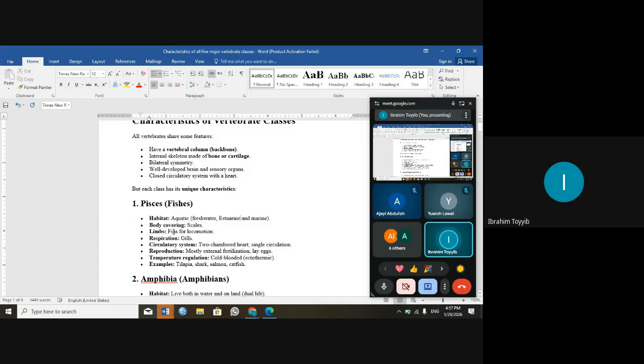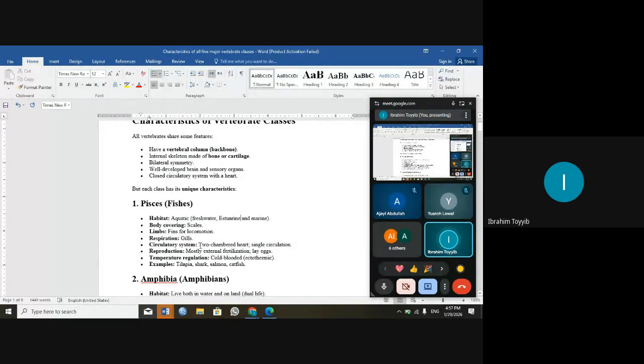They have limbs. In animals, you say animals have 4 limbs. In humans also, the hand serves as the forelimb, F-O-R-E, and the leg serves as the hind limb, that's H-I-N-D. Fishes have fins for locomotion, that's movement, and gills for respiration.